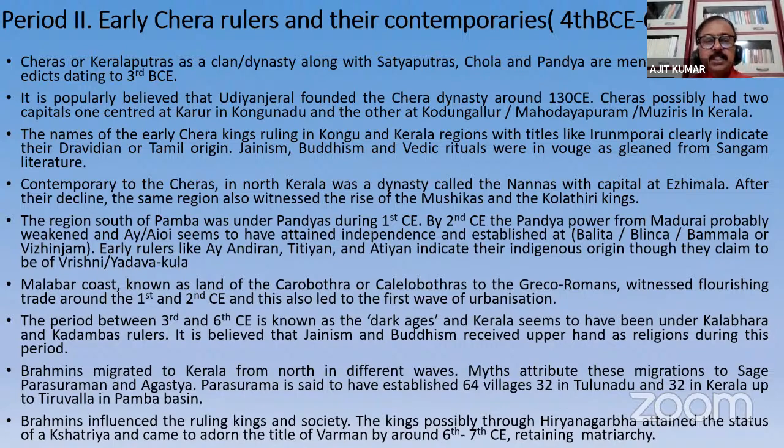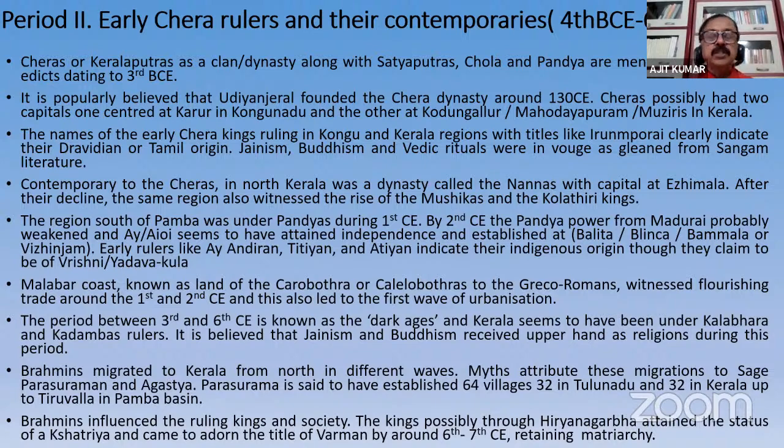It's popularly believed that the Chera dynasty was founded by Udayanjeral in around 130 BC. Cheras possibly had two capitals, one centered at Karur in Kongu Nadu and the other at Kodungalur, or Mahadevapuram, or Muziris in Kerala. The names of early Chera kings ruling the Kongu and Kerala region, with titles like Irumporai, clearly indicate the Dravidian or Tamil origin of these kings. Jainism, Buddhism and Vedic rituals arose, as gleaned from Sangam literature.